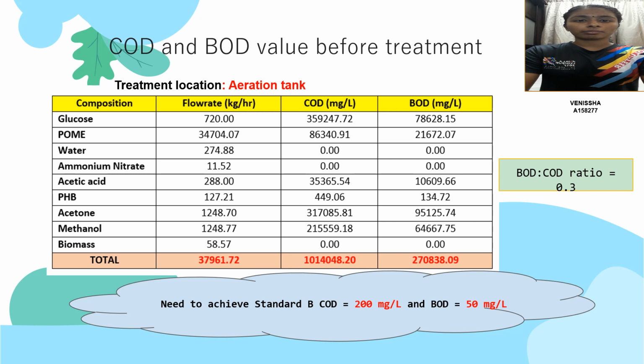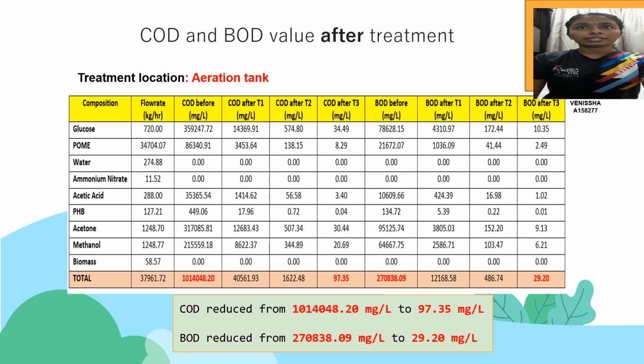The table shows the COD and BOD values before treatment. The COD value before treatment is 1,014,048.20 milligrams per liter, while the BOD value is 270,838.09. The second table shows the COD and BOD values after treatment in the aeration tank.